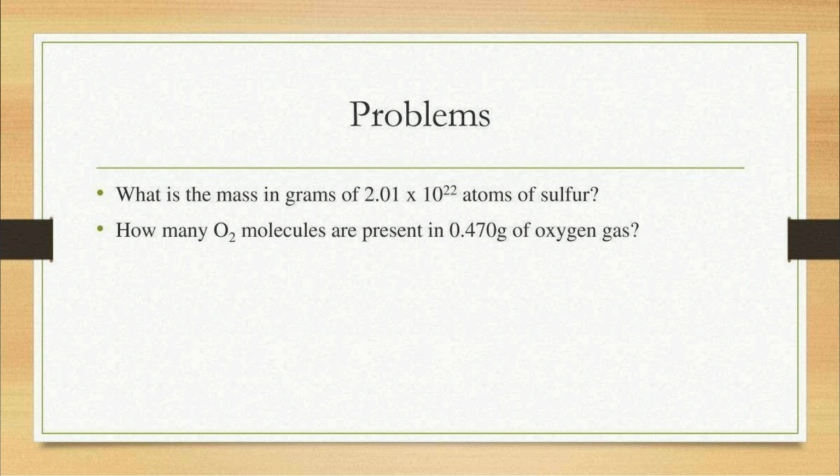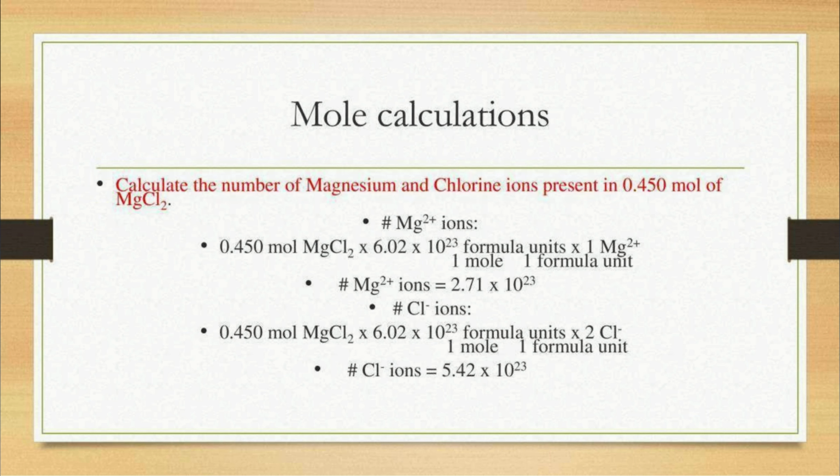Moving ahead, one or two problems are there. You just solve it. Mole calculations: calculate the number of magnesium and chloride ions present in 0.45 moles of MgCl2. You can view it completely by pausing it.